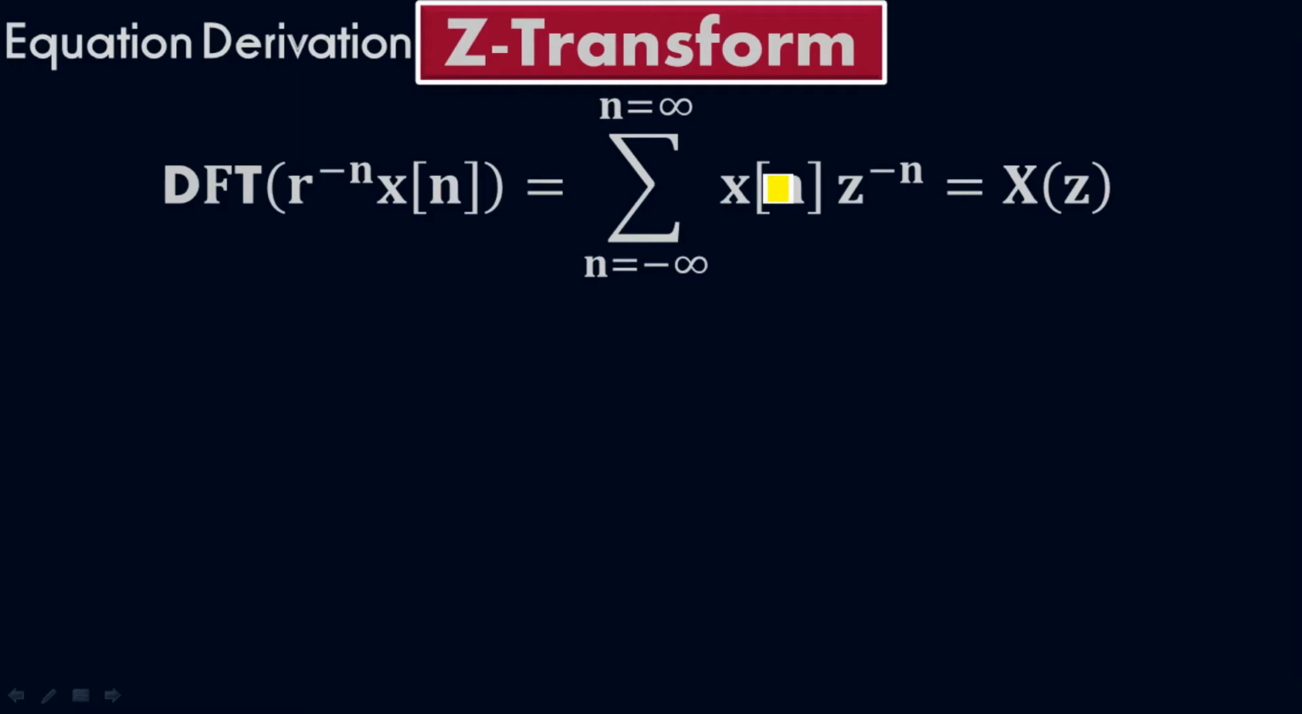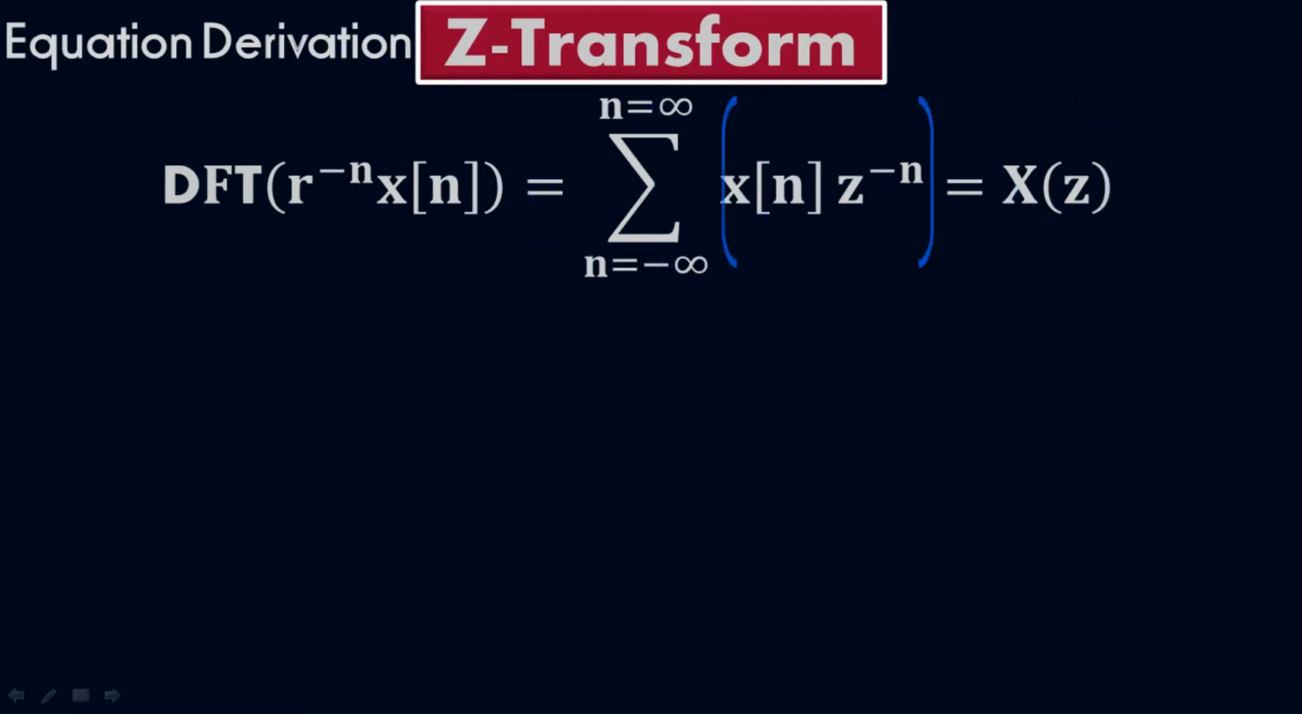When you go back and check the basic equation for the Z transform, it equals the summation of x of n times z to the negative n, where n starts from negative infinity up to positive infinity. That's how we got the Z transform. How did we get the Z transform? We got the Z transform from the discrete Fourier transform.